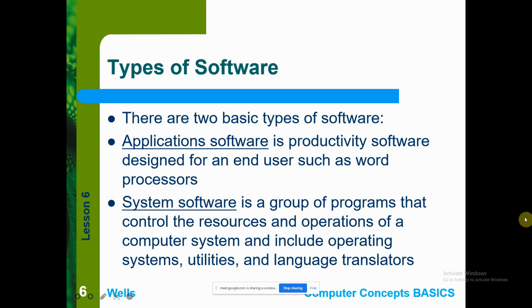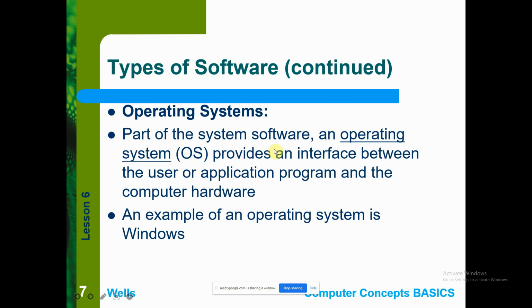So defining again system software, it is programs that control the resources and operations of a computer system, including the operating system, utilities, and language translators. So defining the OS, it provides an interface between the user or application program and the computer hardware.